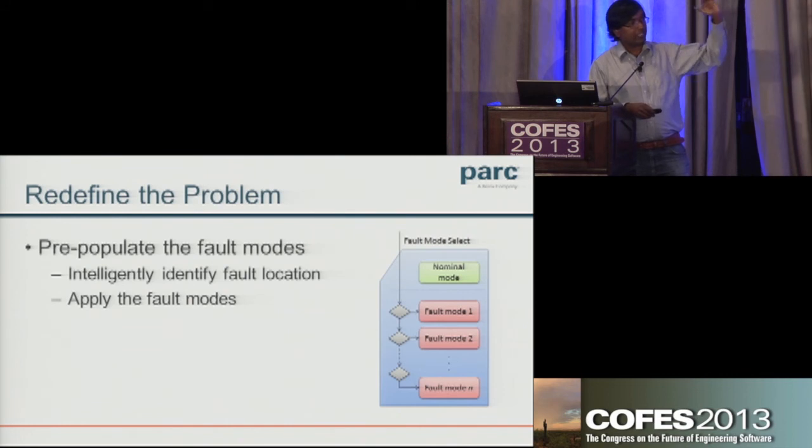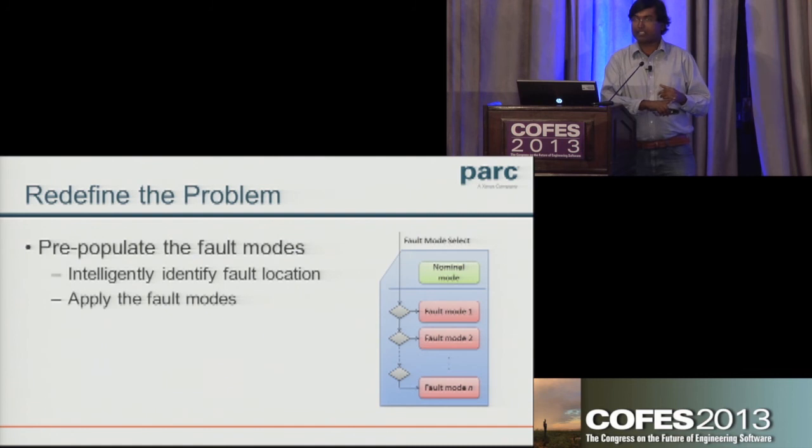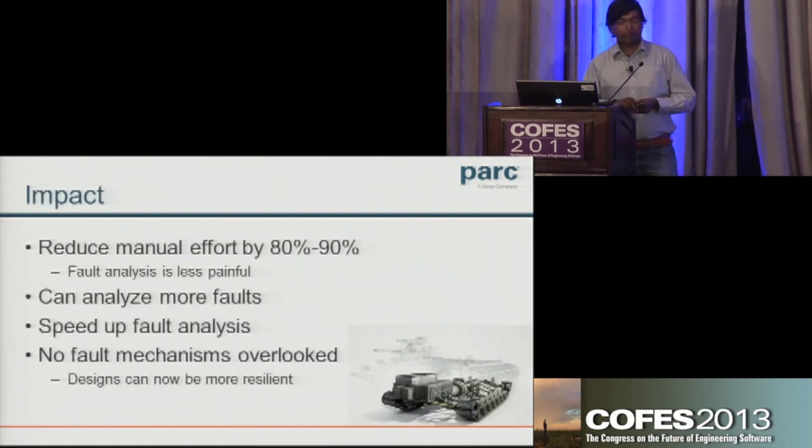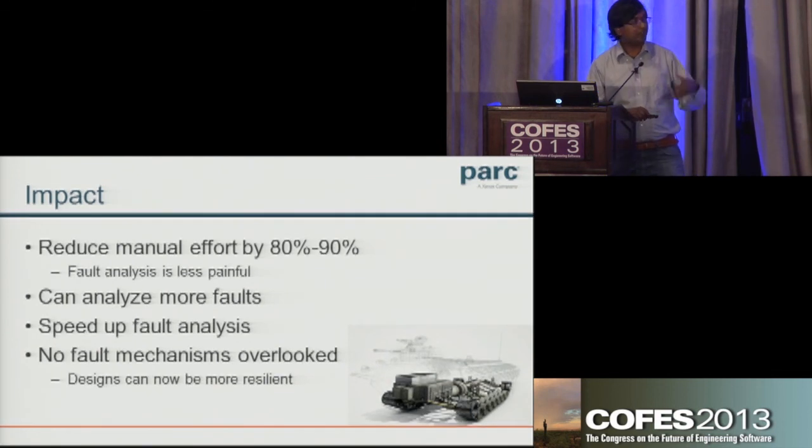And you can intelligently identify the fault locations, appropriately parameterize the physics and insert them there. What does it mean? Well, it means that you can reduce your manual effort by 80 to 90%. Fault analysis can now be done for large systems. You can analyze more faults, and this is reusable. It means that when you update your designs and bring in new components, you can reapply the same procedure and have your fault analysis done.